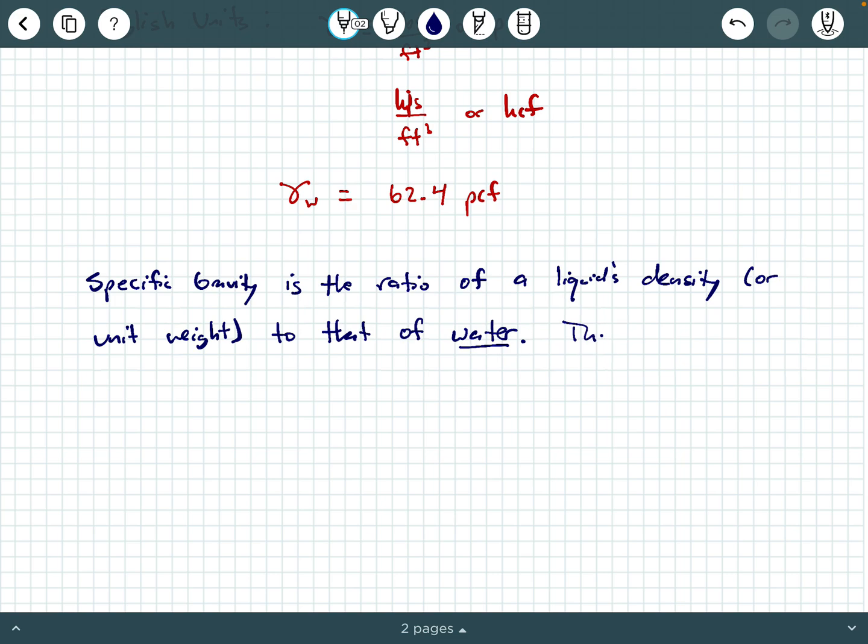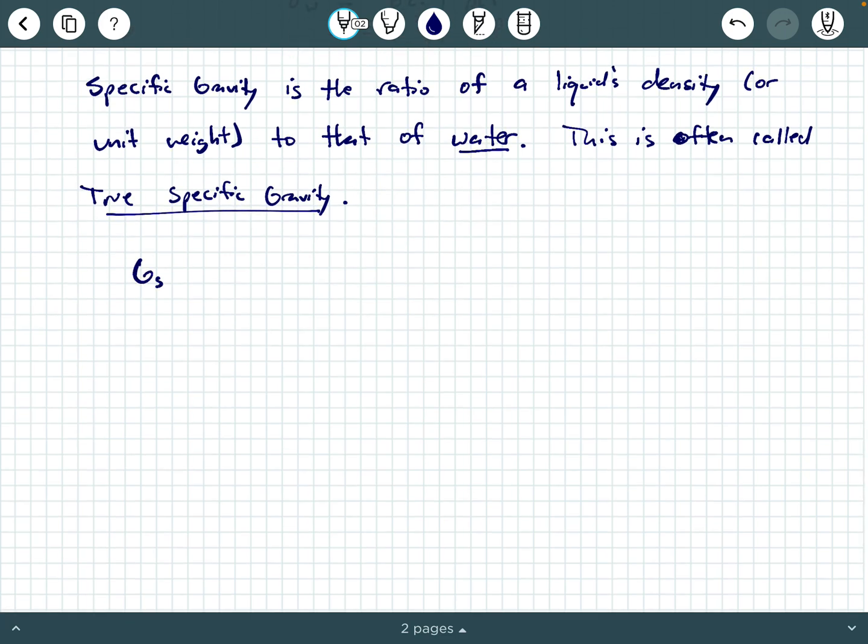So this is often called true specific gravity. Okay? So let's take a look at this. We typically call this G sub S, and we say it's the density of a liquid divided by the density of water. Or we could say it's the unit weight of a liquid divided by the unit weight of water. Now, again, I'm saying all of these are equal.